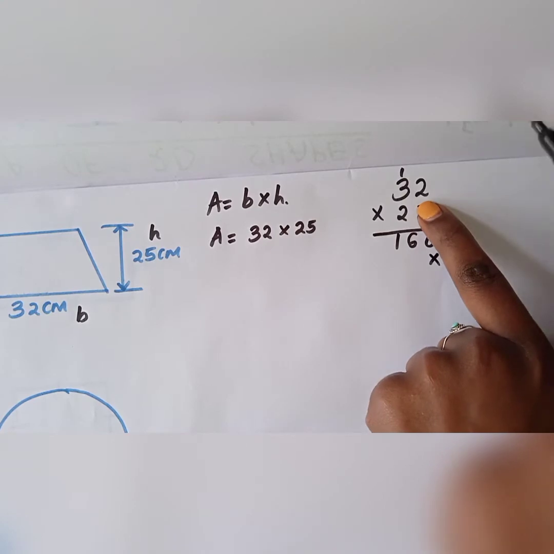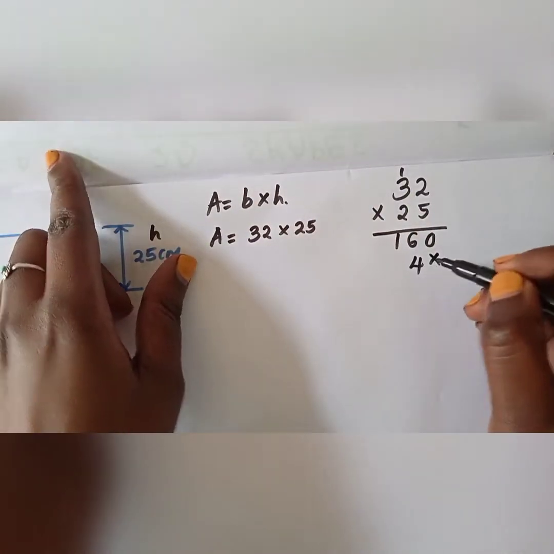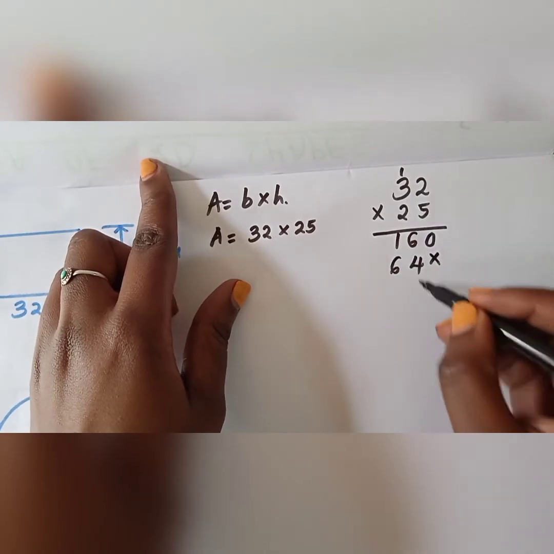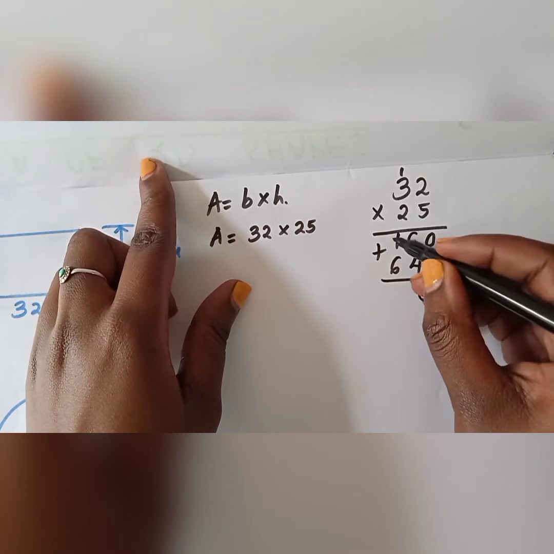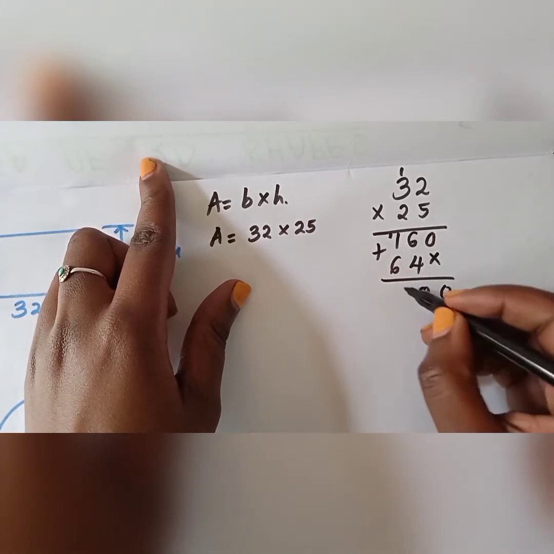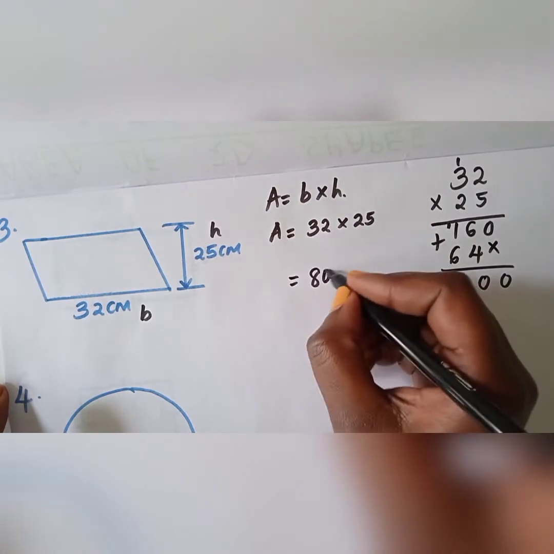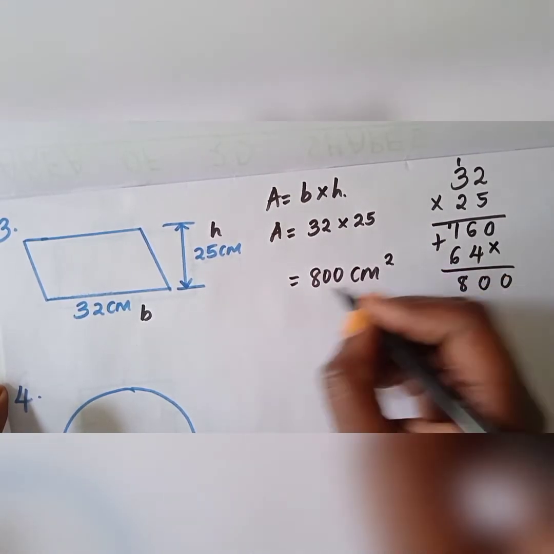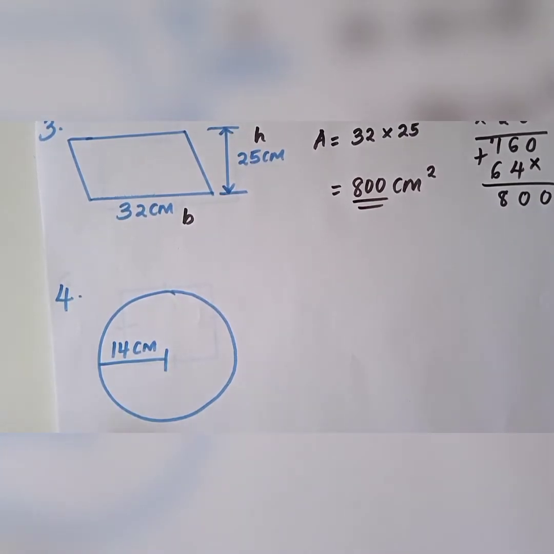Now you do the same thing, 32 times 2. So 2 times 2 is 4. 3 times 2 is 6. Now you add 6 plus 4, that is 10, 8. So the answer will be 800 centimeter squared. That's your area for the parallelogram.